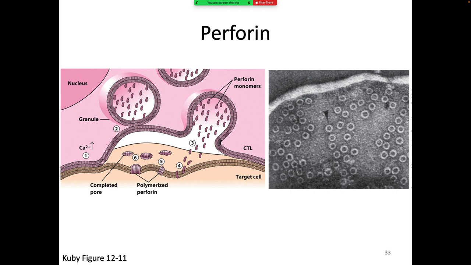You can see some examples of perforin pores on the right of your slide. So that's what a cell looks like after it has had perforin put on it. If you look at that image, does it remind you of anything else you have seen this semester? Hint, because I asked, the answer is probably yes. Yeah, Kat.